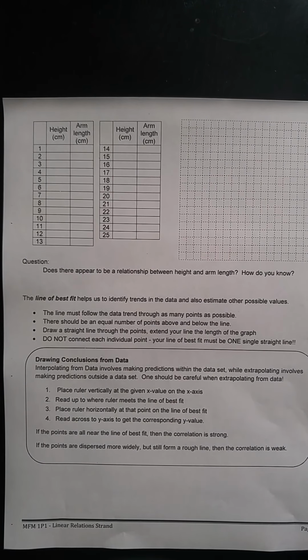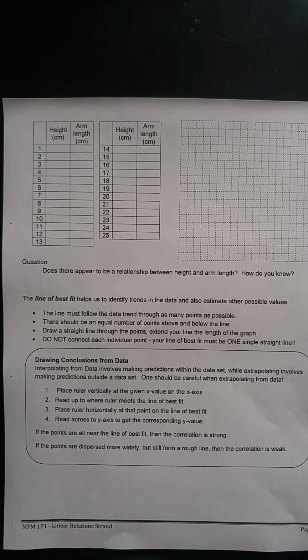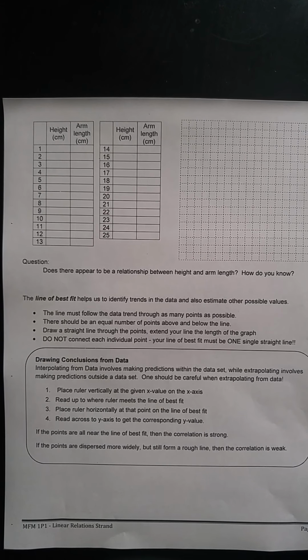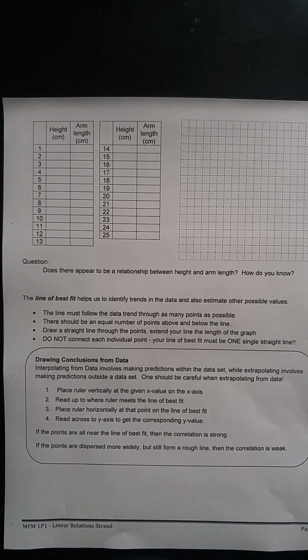A line of best fit must follow the data trend through as many points as possible. There should be an equal number of points above and below the line. Draw a straight line through the points, extend your line the length of the graph, and do not connect each individual point. It's supposed to be just a single straight line, not connecting the dots. Then we draw conclusions from the data. We'll see all that when we're working through these questions.